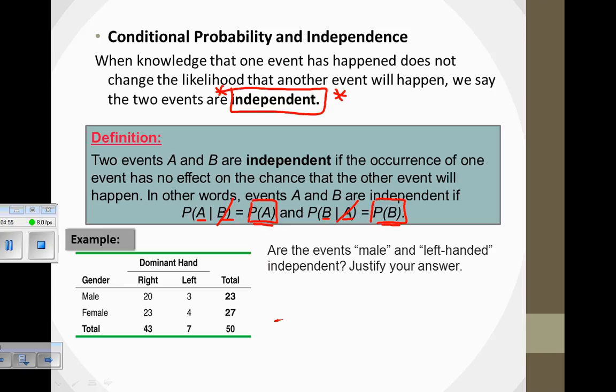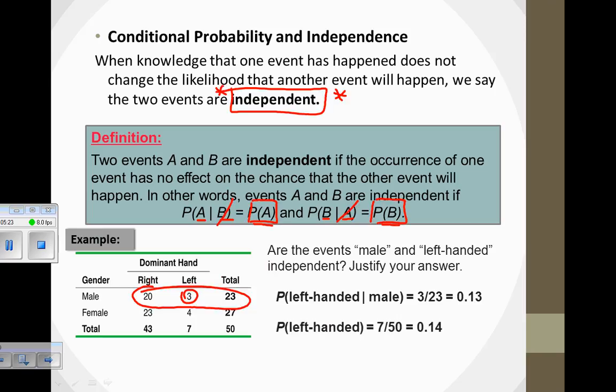So let's work this out. Which one do you want to do? Let's do the probability of left-handed given it's a male. Given it's a male, I'm going to take from right here. So the probability of it being left-handed would be 3 out of the total of 23. Now I need to say, well, what is the probability of being left-handed? If it's the same, then they're independent. The probability of being left-handed would be 7 out of the overall total, which is not the same, so these are not independent. You don't even have to try it the other way because we know it won't work.